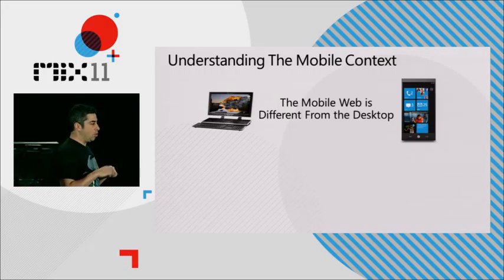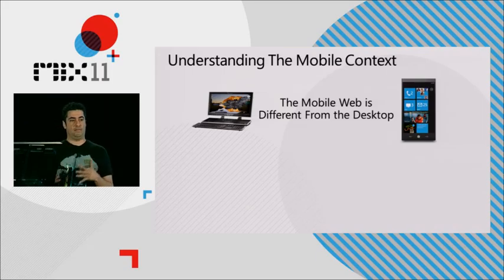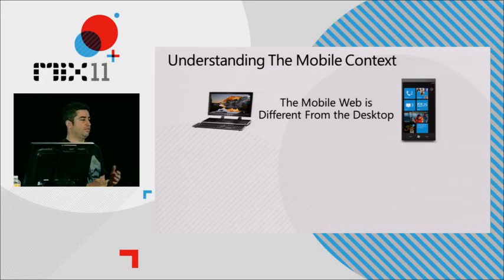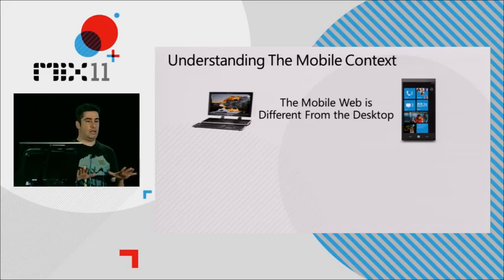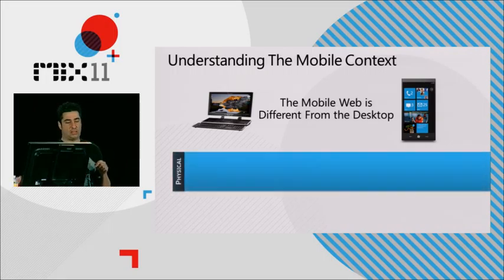But in order to do that and do it well, you have to understand what it is that makes mobile different from being on the desktop, right? If you ask most developers, well, what's different about the mobile web? They'll say, oh, the screen size is smaller. Yeah, that's true, right? But if you take a step back and think about it, there are two ways you can break the differences down.